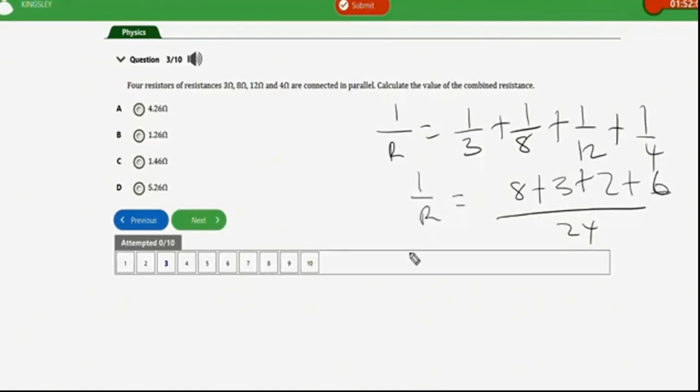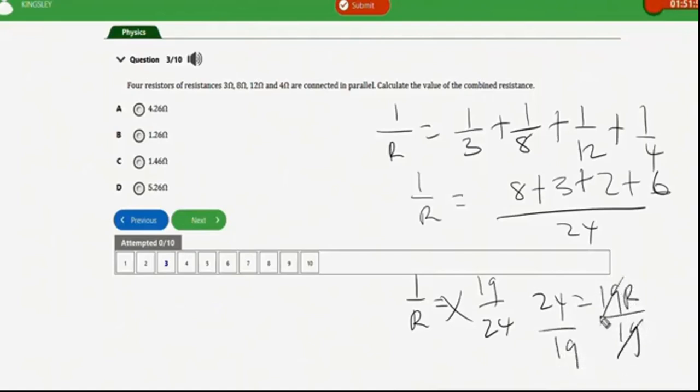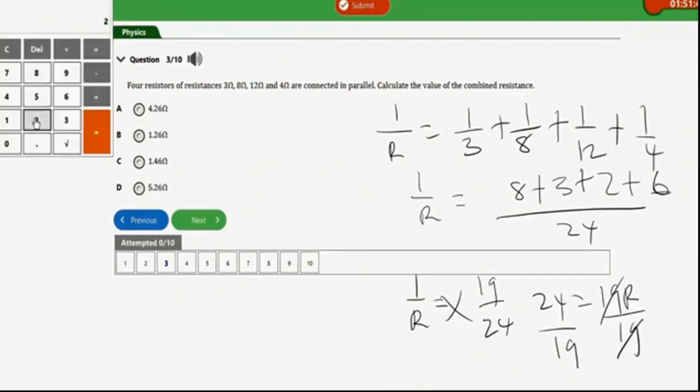When you sum what you have at the numerator, you are going to have 19. So we have 1 over R equals 19 over 24. Cross multiply, so we have 24 equals 19R. Divide both sides by 19. So our R would be, let's punch this on a calculator, 24 divided by 19. So the answer is what? 1.26. So the correct option is option B. It's as simple as this. Let's wipe this now and solve the next repeated question.